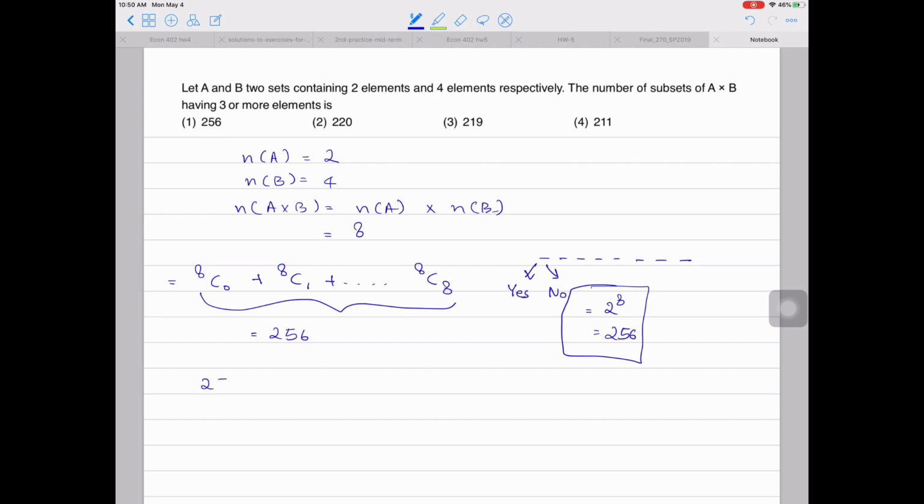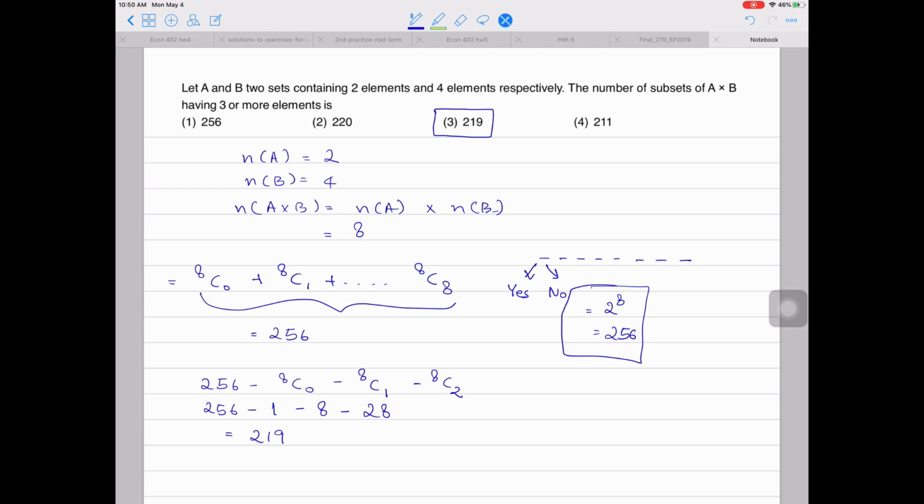So that leaves us with 256 minus 8C0, which means subsets having 0 elements. We subtract 8C1, which is subsets having exactly 1 element, and we subtract 8C2, which means subsets having exactly 2 elements. So 8C0 is 1, 8C1 is 8, and 8C2 is 28. And on solving we get 219. So the solution is, there are exactly 219 subsets of A cross B having 3 or more elements.